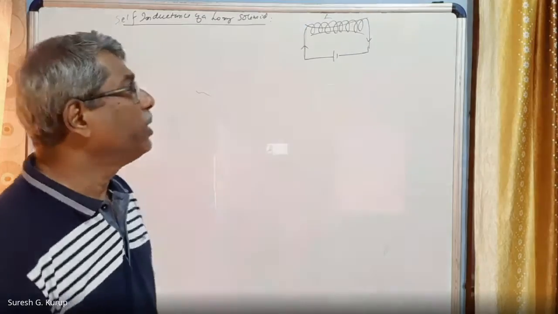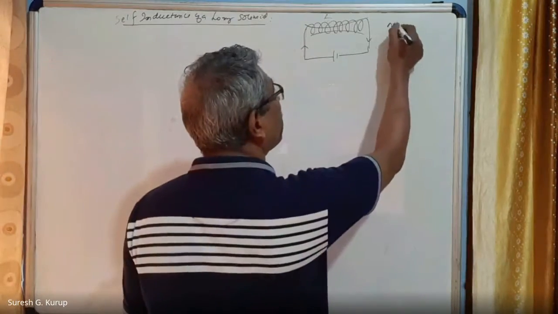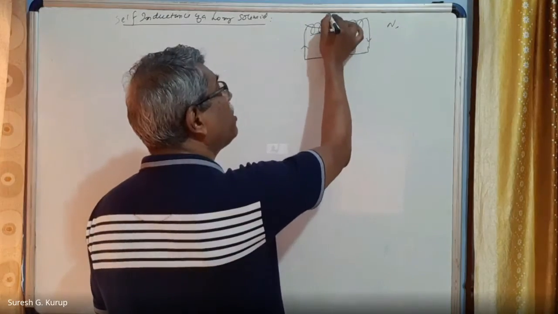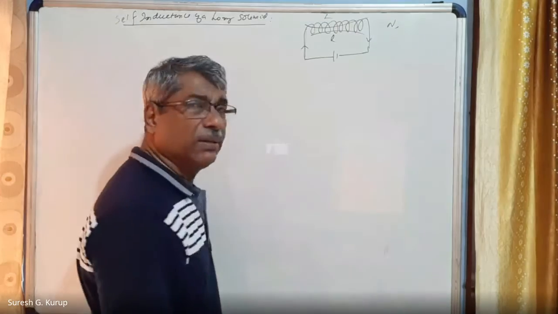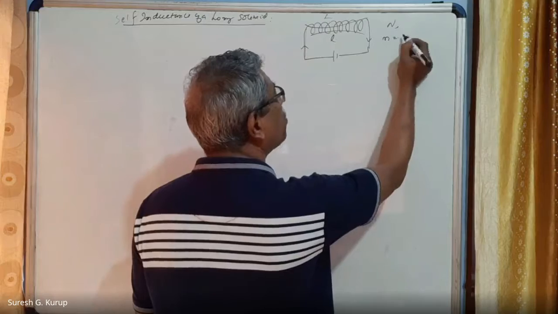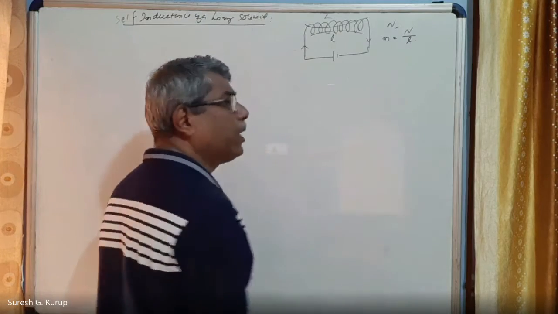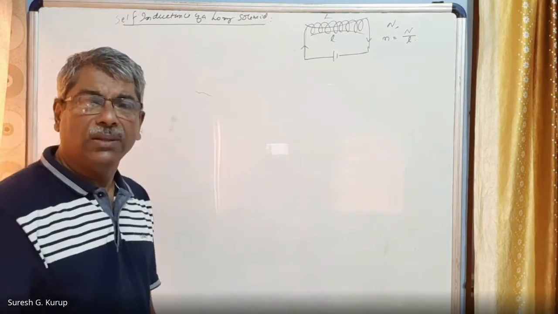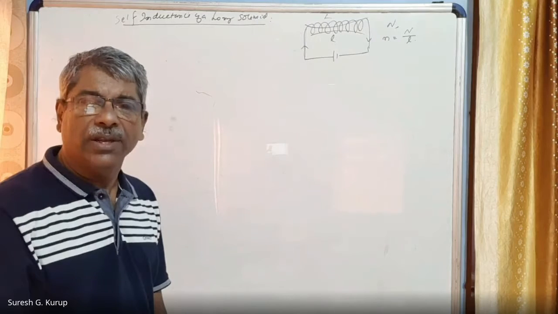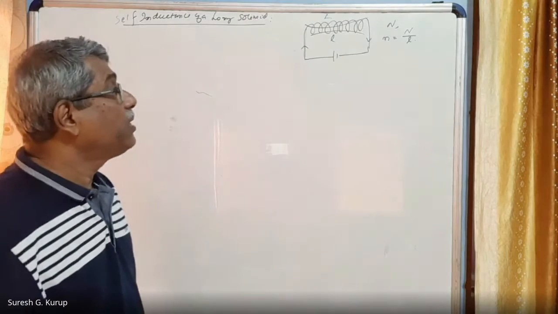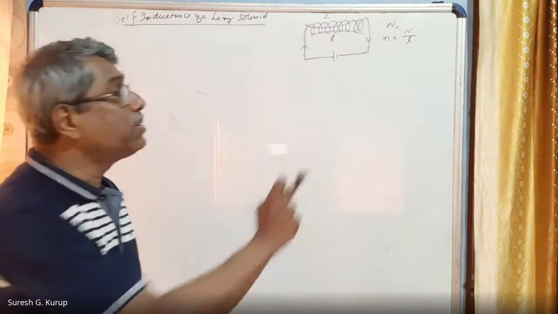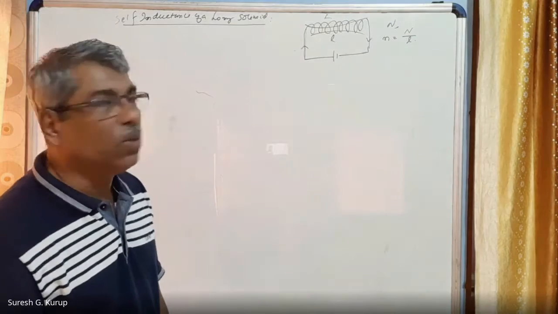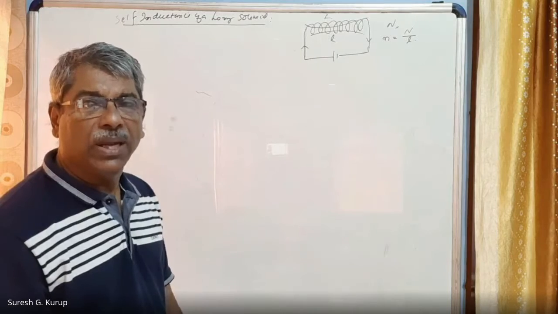A large number of turns will be there. Suppose the number of turns in the solenoid is equal to capital N, and the length of the solenoid is capital L. The number of turns per unit length, small n, is equal to capital N divided by L. So we have a solenoid shown in the figure of length L and area of each turn equal to capital A. The total number of turns in the coil is equal to capital N. Hence, the number of turns per unit length is equal to N divided by L, right?